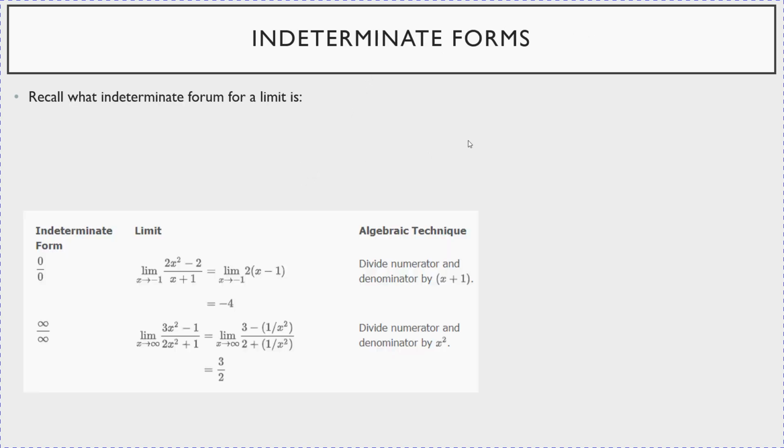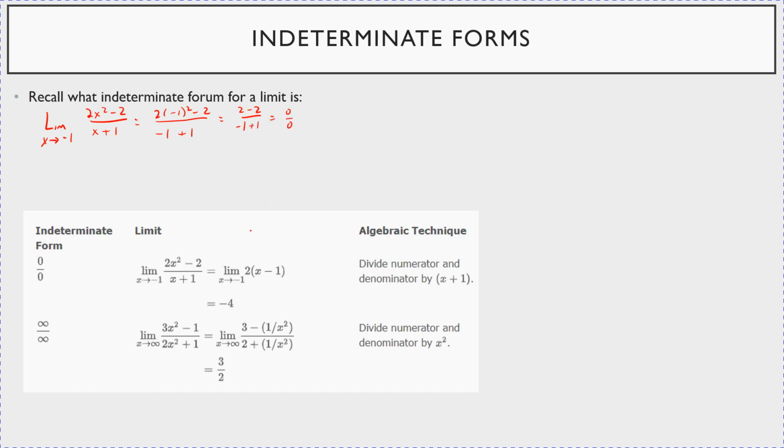Okay, so what exactly is an indeterminate form? Indeterminate form is what you get when you directly plug into a limit. Like this one here: the limit as x goes to -1 of (2x squared minus 2) over (x plus 1). When you plug in, you get 2 times (-1) squared minus 2 over -1 plus 1, and you end up just getting 0 over 0.